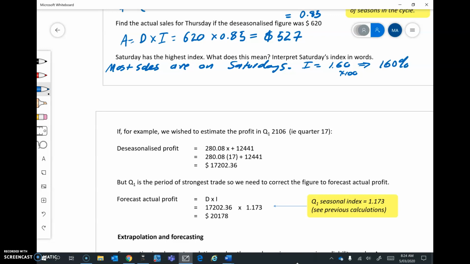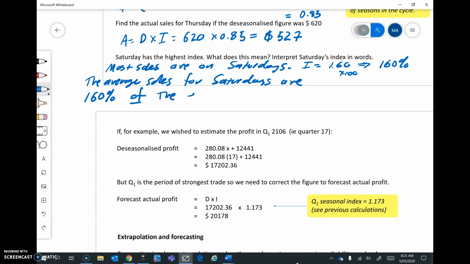So there are a couple of ways that we can interpret this. We could say that the average for Saturdays, so the average sales for Saturdays are 160% of the expected average of all days. All the days. All right.